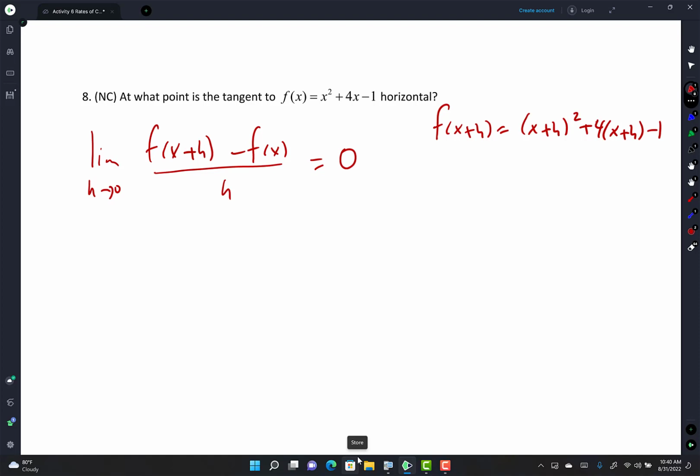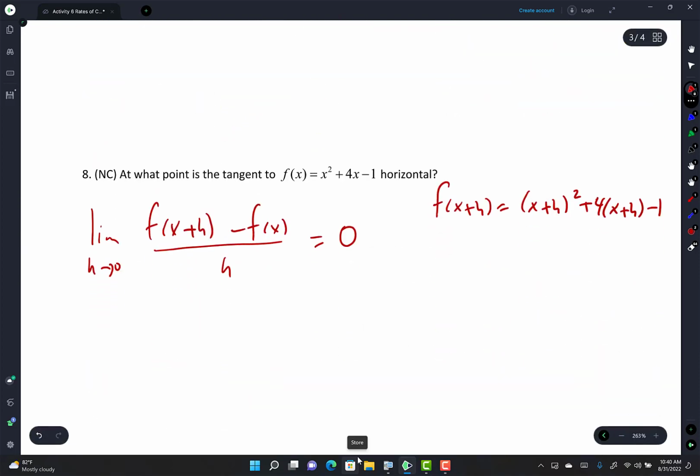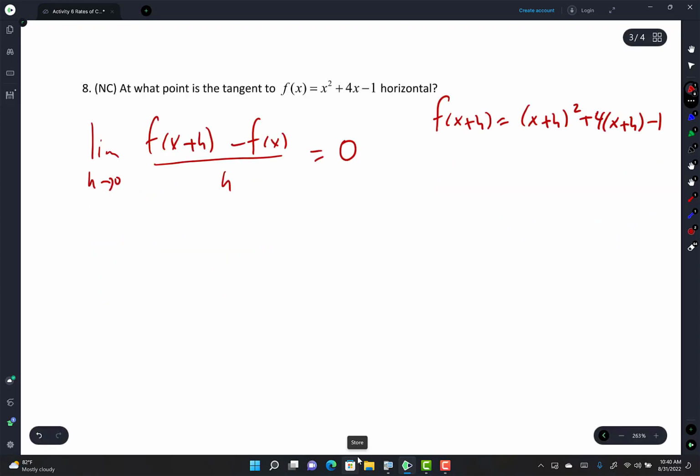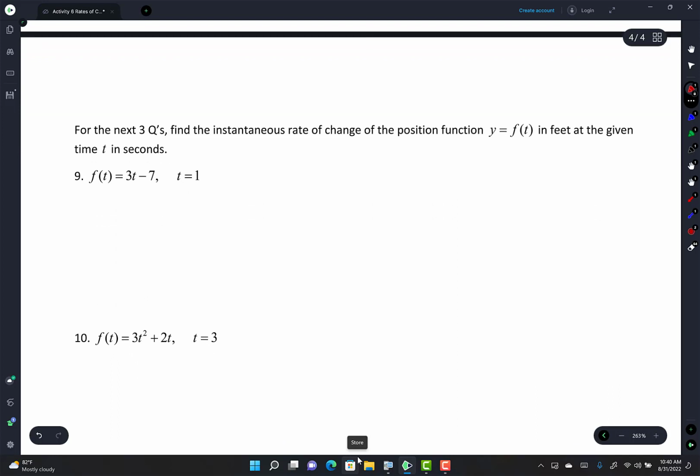Okay, let's see how smart you guys are. Don't worry, come back to this one later. I just want to test you guys really fast. Look at number 9. Find the instantaneous rate of change of the position function y equals f of t, in feet, at the given time t seconds. Without thinking too hard, can you tell me what the answer is right off the bat?